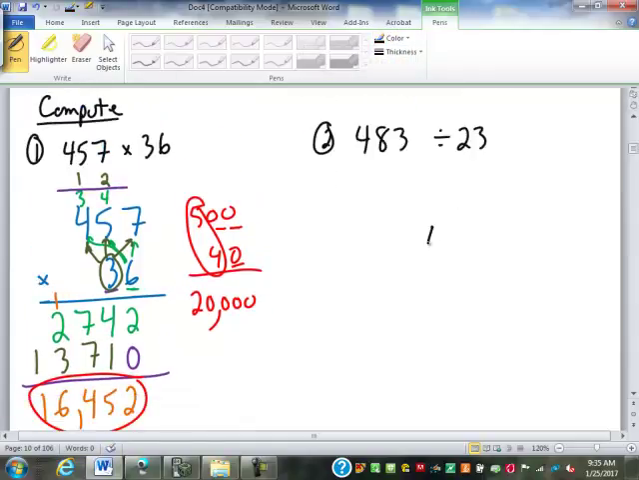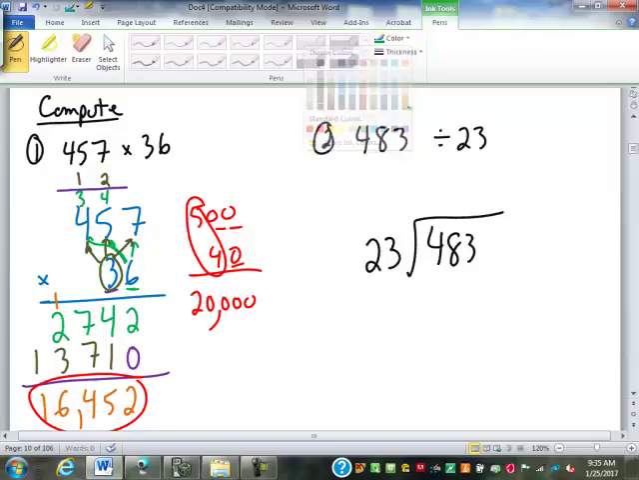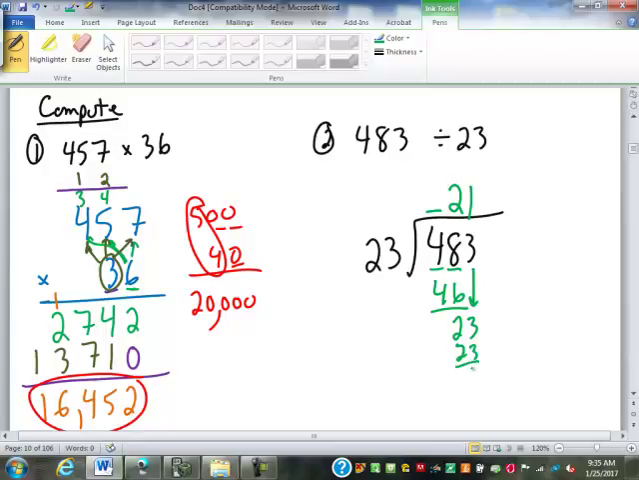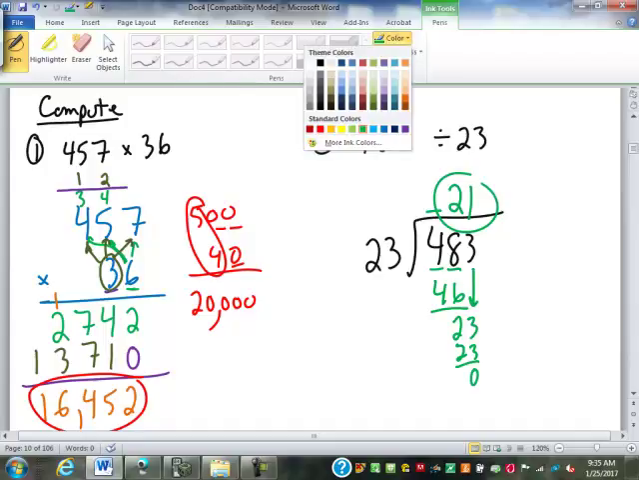For our division, I wrote it in kind of a strange way there, but it's really just this. 483 divided by 23. So to do this, does 23 go into 4? Nope. So we'll leave that blank there. 23 into 48. Yes, it goes in there twice. So 8's the last digit I used. So I put the 2 above the 8. 2 times 23, 46. Subtract the 2. Bring down my 3. 23 goes into 23 once. And that's it. All done. So 483 divided by 23 is 21.